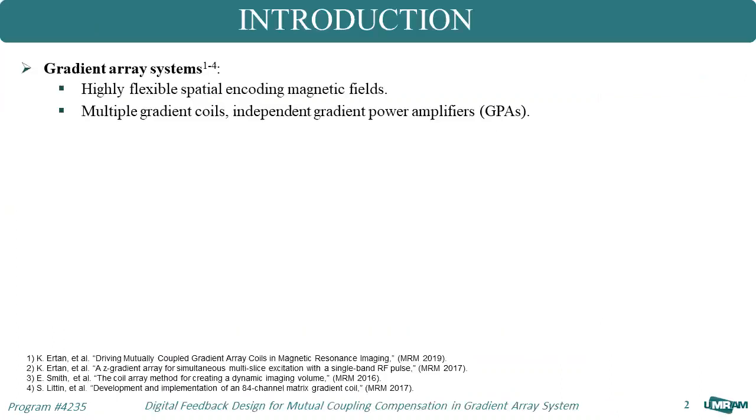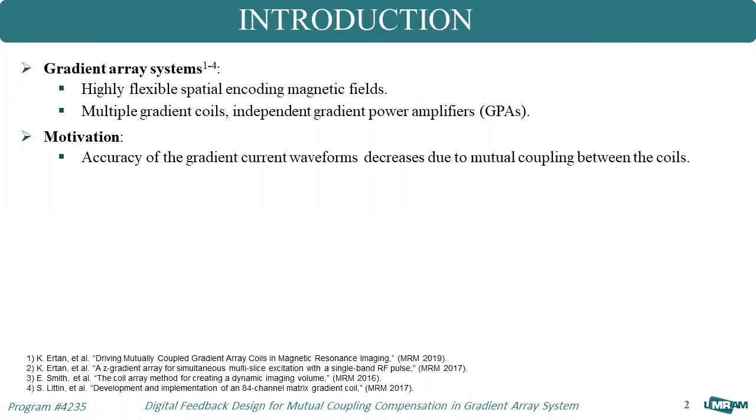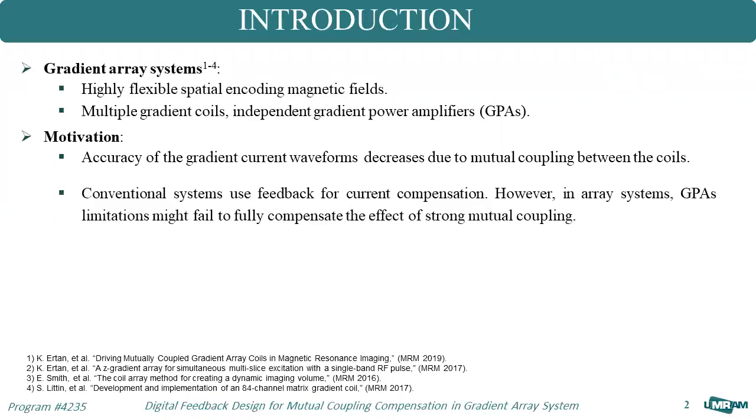Gradient array systems produce highly flexible spatial encoding magnetic fields. In these systems, multiple gradient coils are driven individually by independent gradient power amplifiers. Our motivation is that the accuracy of the gradient current waveform decreases due to mutual coupling between coils. Conventional systems use feedback for current compensation. However, in array systems, the GPA's limitation might fail to fully compensate the effect of strong mutual coupling.